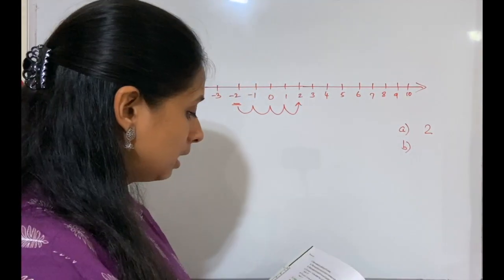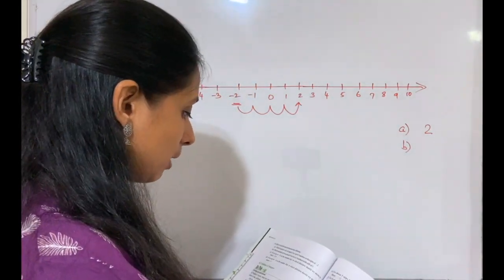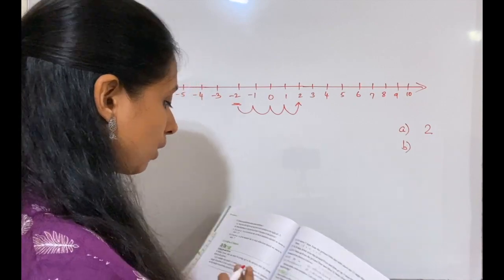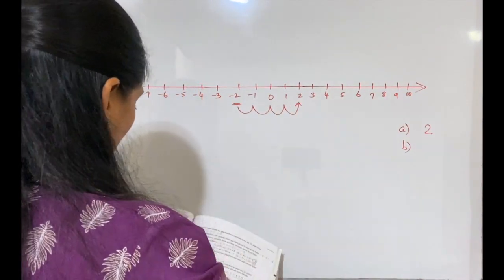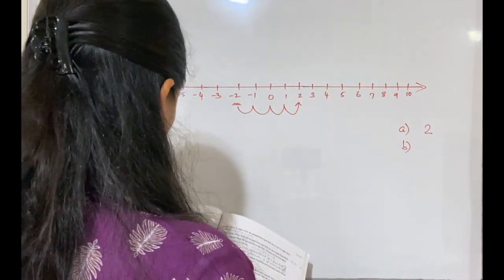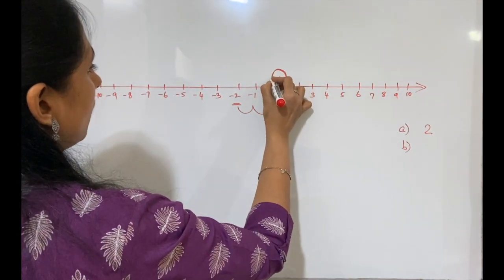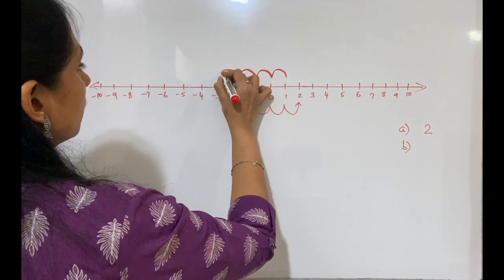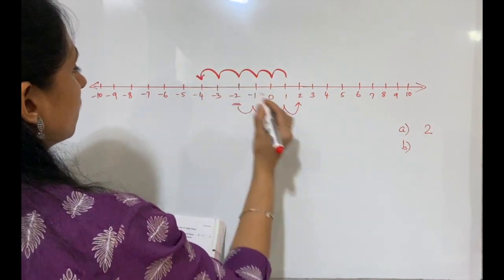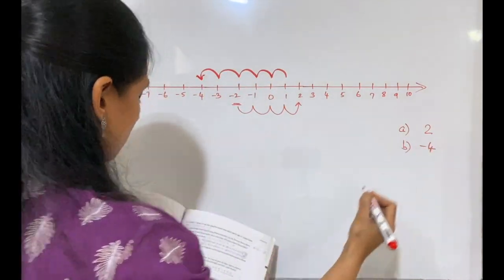Okay, next one. Which number will we reach if we move 5 numbers to the left of 1? Okay, from 1, move 5 numbers to the left of 1. So from here, 1, 2, 3, 4, 5. Where did we reach? We reached minus 4.